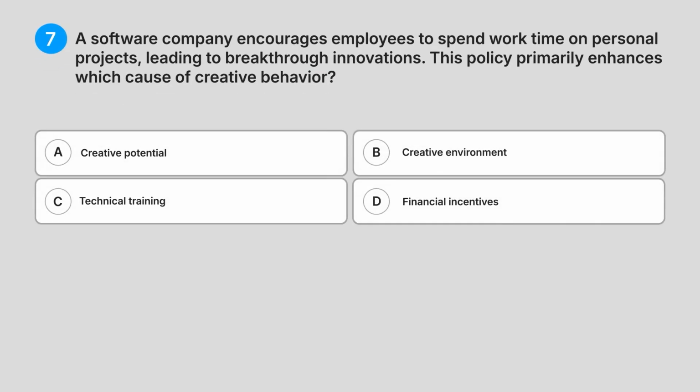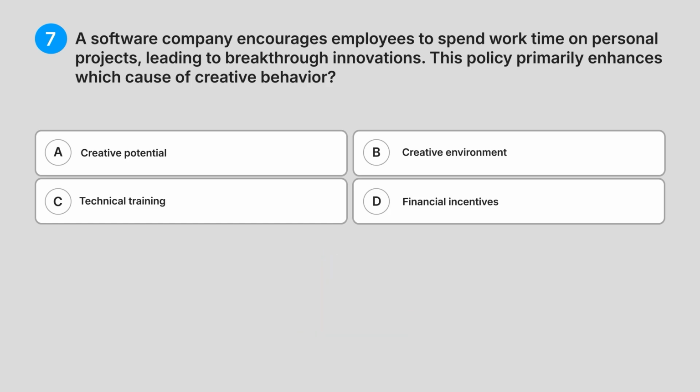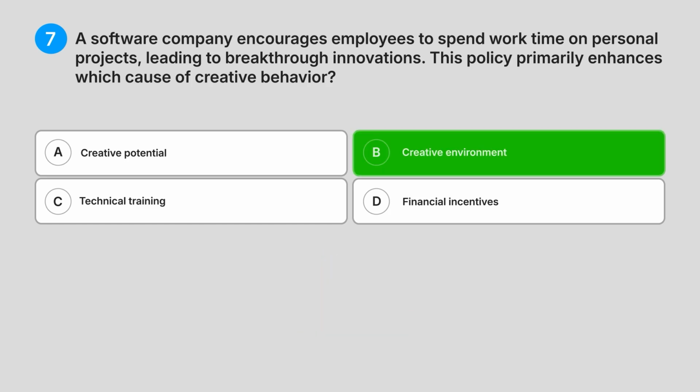7. A software company encourages employees to spend work time on personal projects, leading to breakthrough innovations. This policy primarily enhances which cause of creative behavior? A. Creative potential. B. Creative environment. C. Technical training. D. Financial incentives. Can you guess the answer? Correct answer, B. Creative environment.